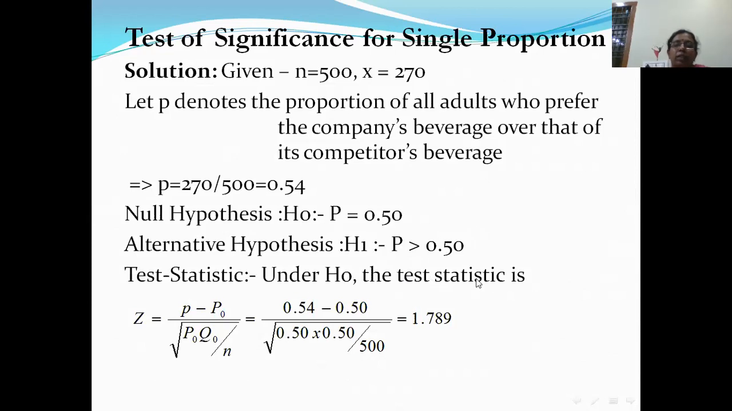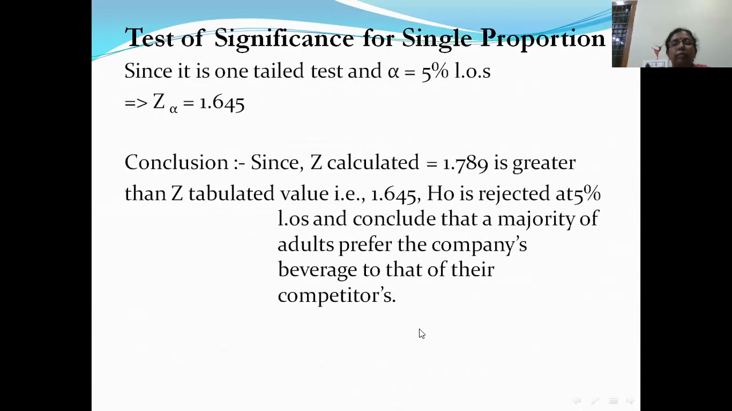Now under H naught, the test statistic is Z equals small p minus p naught by root of p naught q naught by n. Small p is 0.54, p naught is 0.50, by the square root of 0.50 into 0.50 by 500. When you calculate this, you will get 1.789. So the calculated value of Z is 1.789.